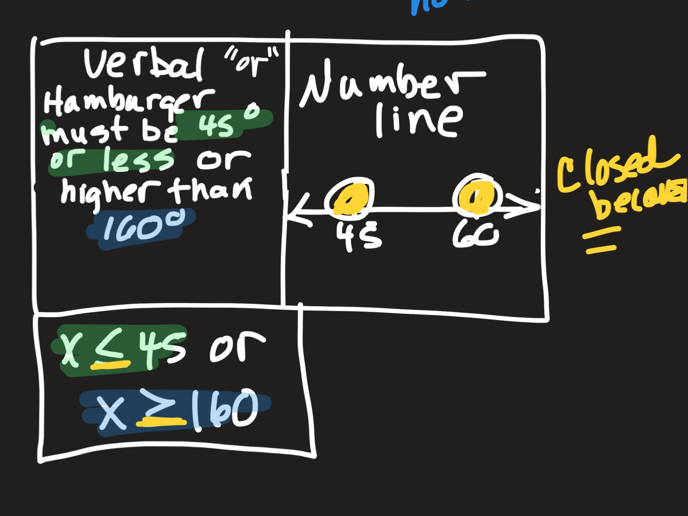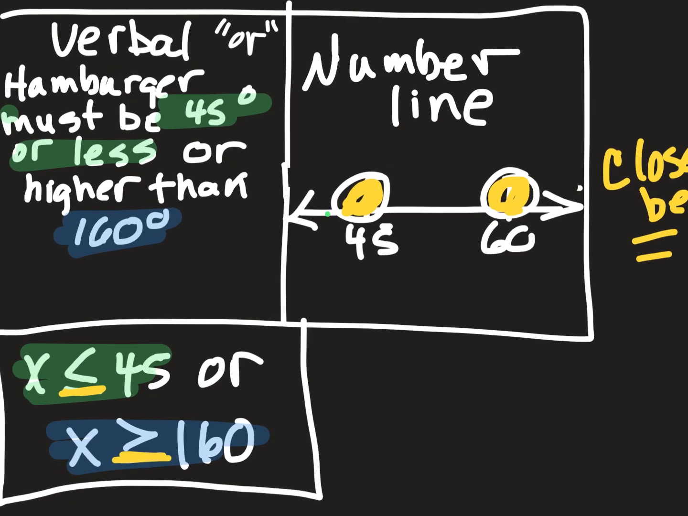But this time we've got to shade differently, because it could be lower than 45 or it could be higher than 160. So you're actually going to shade your number line in two different directions. So you're going to shade to the left of the 45 degrees.